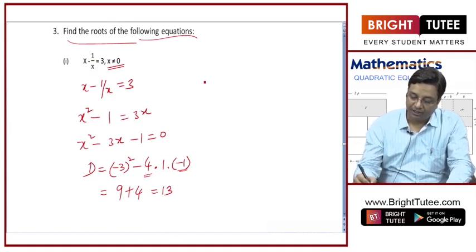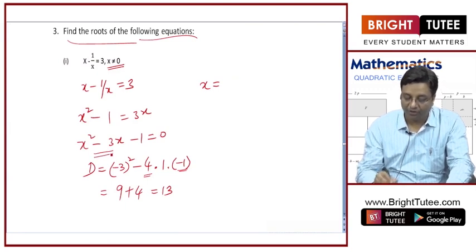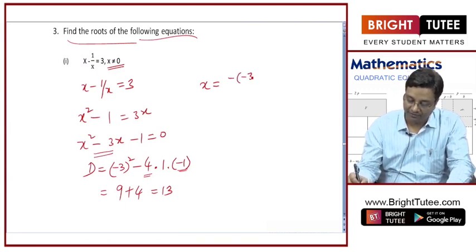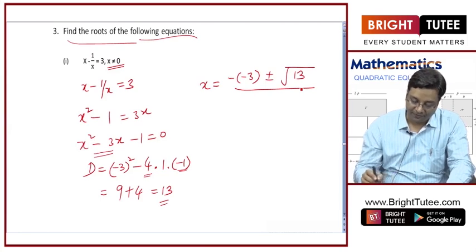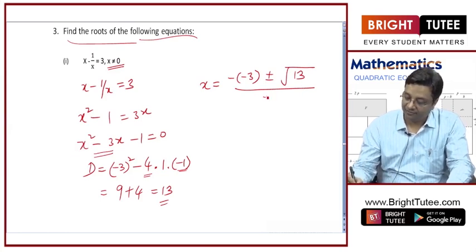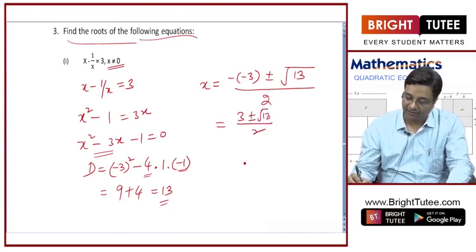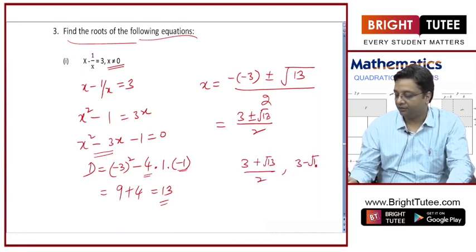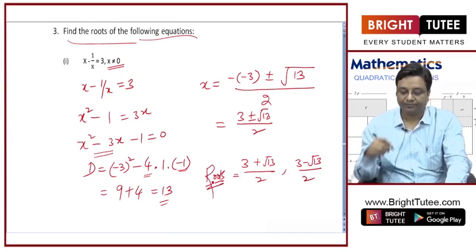Now what are the roots? x equal to minus b. What is b? It is equal to minus 3. So minus of minus 3 plus minus root d. d is 13, by 2a. What is a? a is 1, so 2a is 2. So 3 plus minus root 13 by 2. So the roots are 3 plus root 13 by 2 and 3 minus root 13 by 2. These are the roots. Okay.